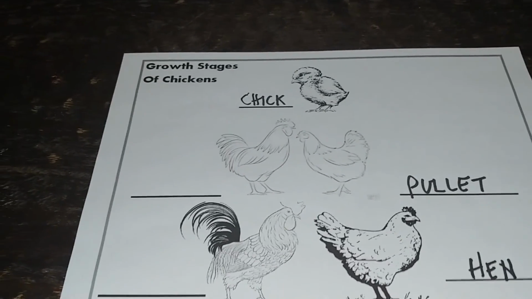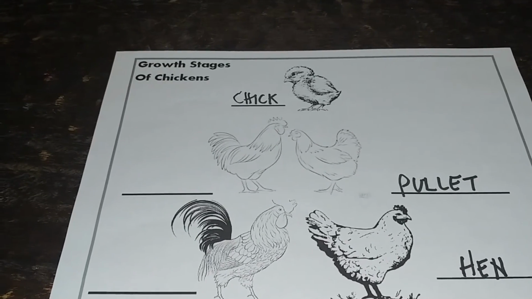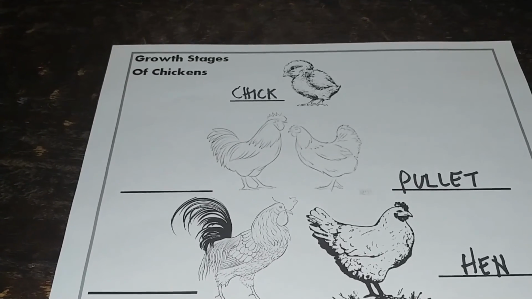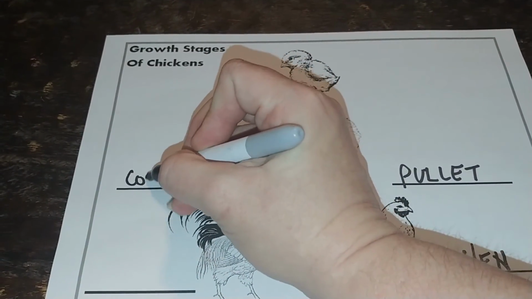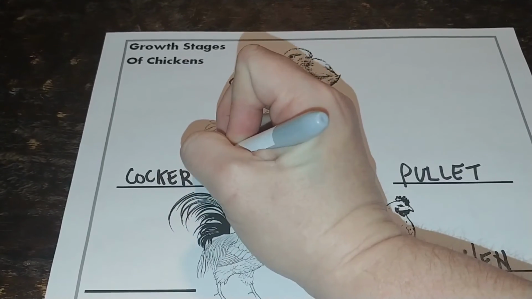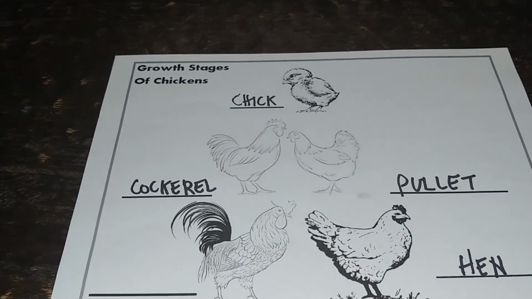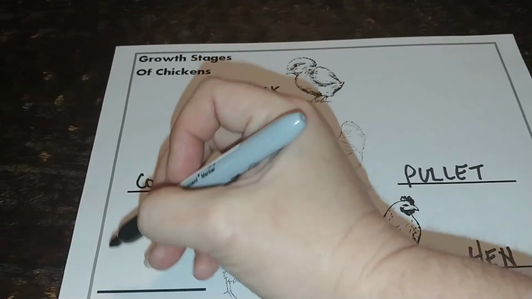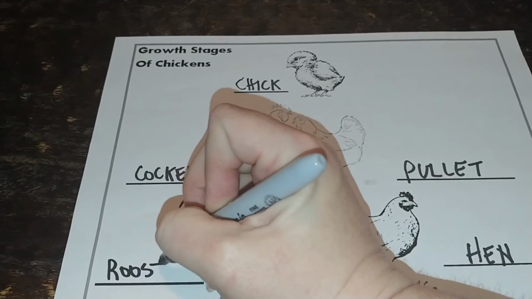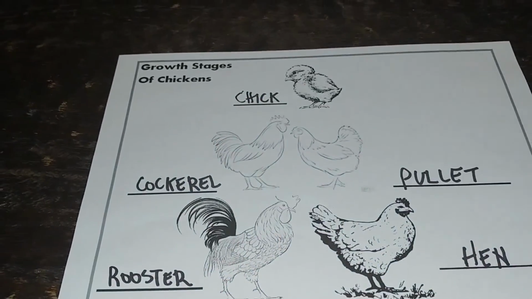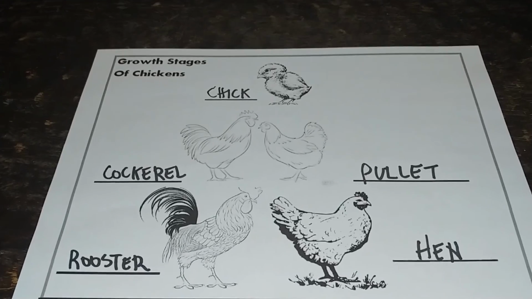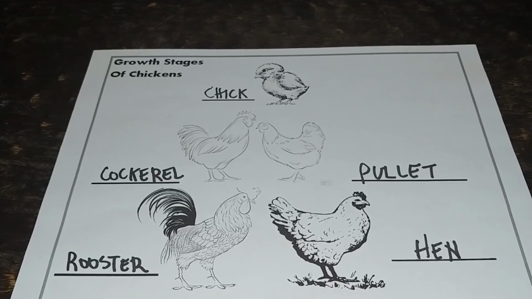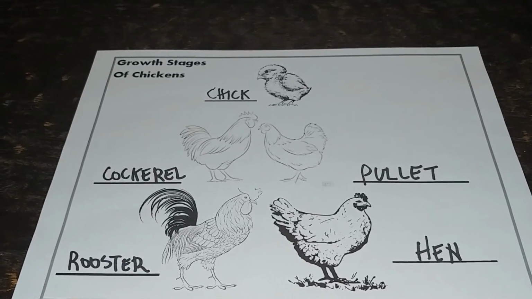All right. On the male side, when they are teenagers, like I said, that's that 8 to 10 week period before they become a full adult, we call those cockerels. All right. And then when they reach adulthood, then they are called a rooster. So that's just a little bit more about the different parts of a chicken and what we call them as they grow to adulthood.